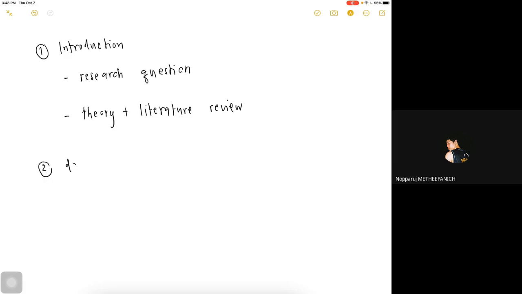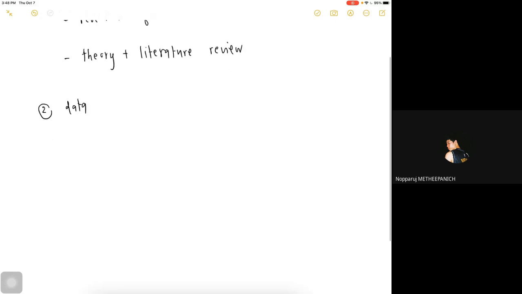Okay, and then the second section is about data, right? So at least you have to tell us where you obtained that data. Because some of you might use a data set that is not related to Thailand. So we would like to know where you obtained that data set, right? And at least you should tell us which period you are studying.